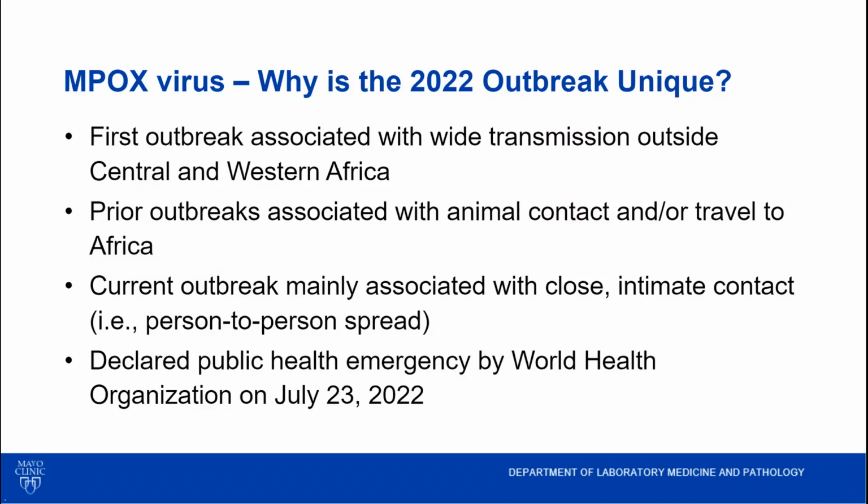The current outbreak actually is mainly associated with close, intimate contact resulting from person-to-person spread of the virus. And because of the scale of infections and the number of countries involved, the World Health Organization declared this a public health emergency on July 23rd of this year.